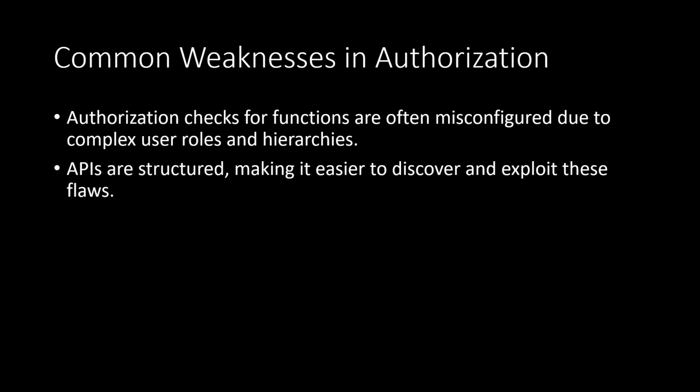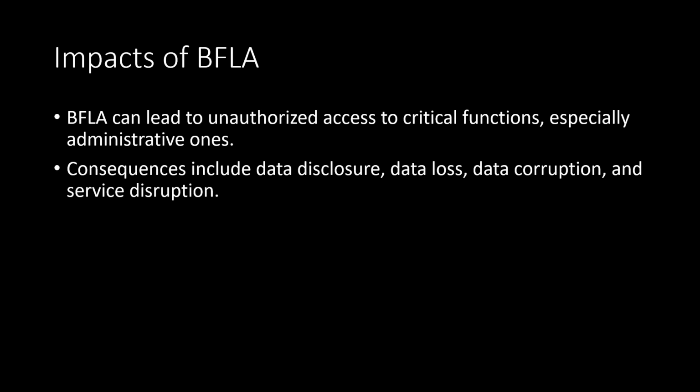Authorization checks for functions are often misconfigured because of complex user roles and hierarchies. APIs are usually structured, which makes it easier for attackers to discover and exploit these authorization flaws. The impacts of BFLA can be severe, leading to unauthorized access to critical functions, especially administrative ones. This can result in data disclosure, data loss, data corruption, and even service disruption.